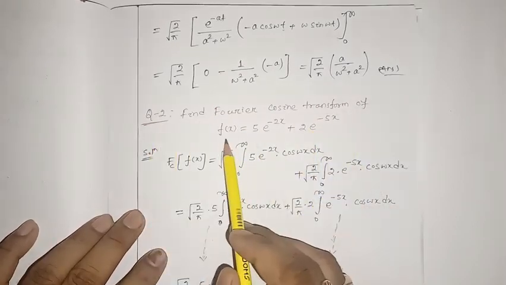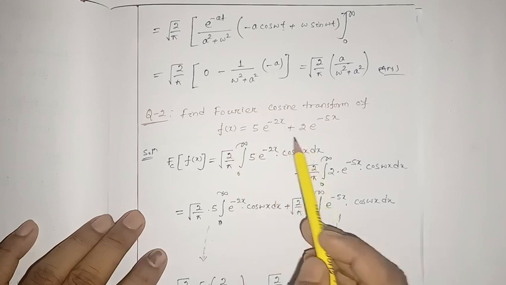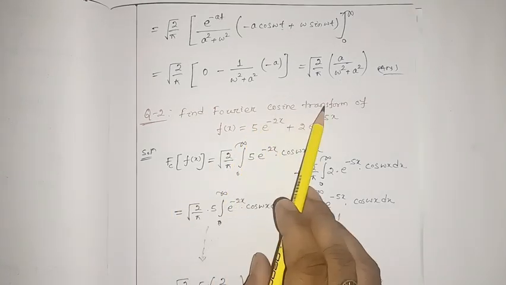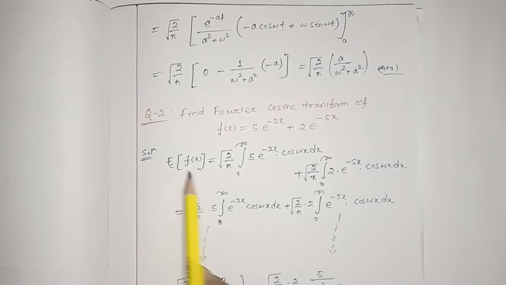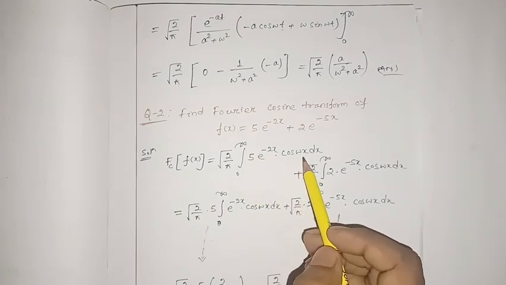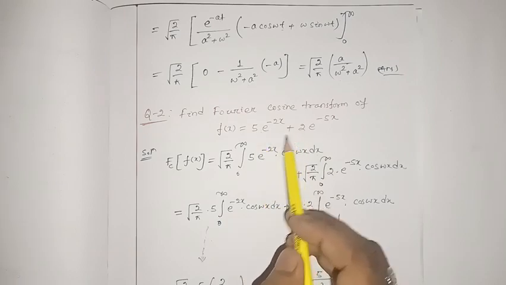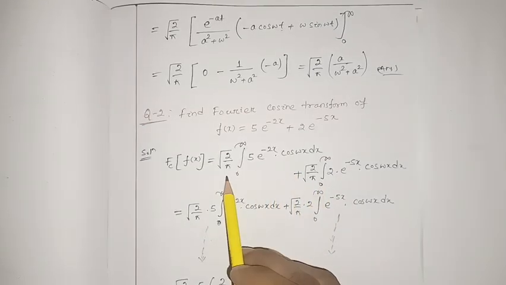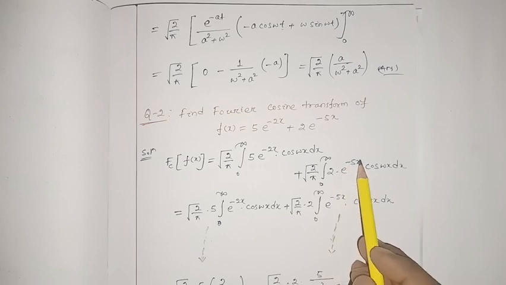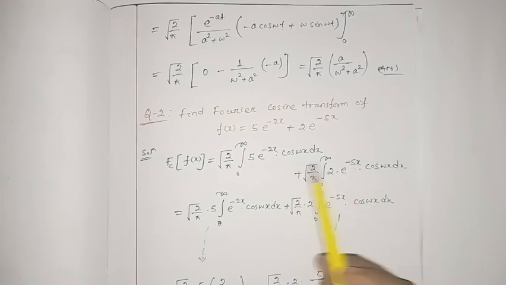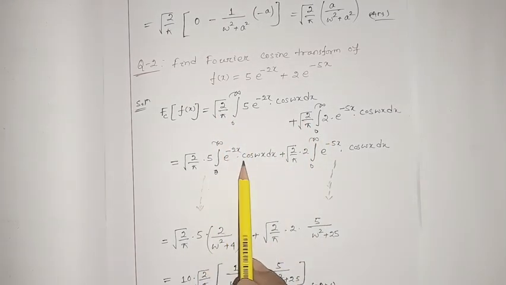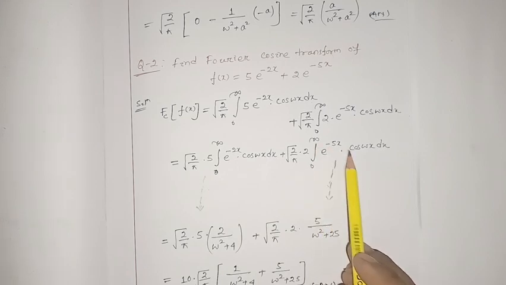Next question. The question is f of x equal to 5 e to the minus 2x plus 2 e to the minus 5x. So the Fourier cosine transform we have to find out. The Fourier cosine transform of a function is root over 2 by pi, integral 0 to infinity of that function into cos omega x dx. So here two functions, plus is there, so two integrals will be there. So root over 2 by pi, 0 to infinity 5 e to the minus 2x cos omega x dx, and for this one, 2 into e to the minus 5x cos omega x dx, root over 2 by pi will be there. Here the constants 5 and 2 are taken outside: 0 to infinity e to the minus 2x cos omega x dx, and 0 to infinity e to the minus 5x cos omega x dx.